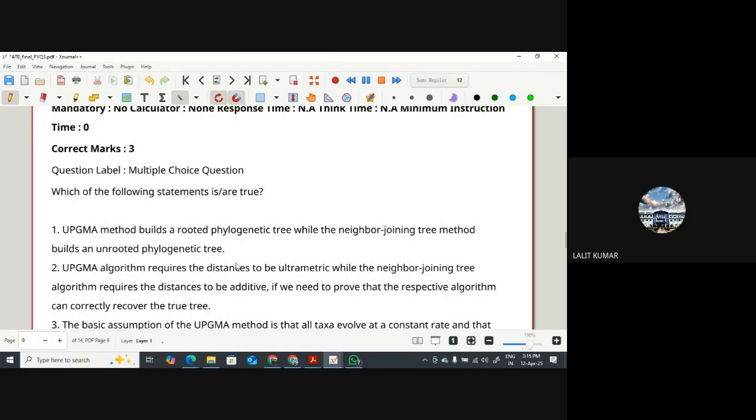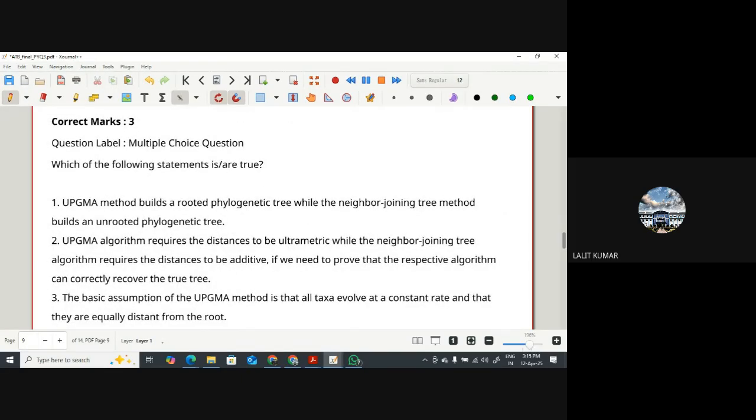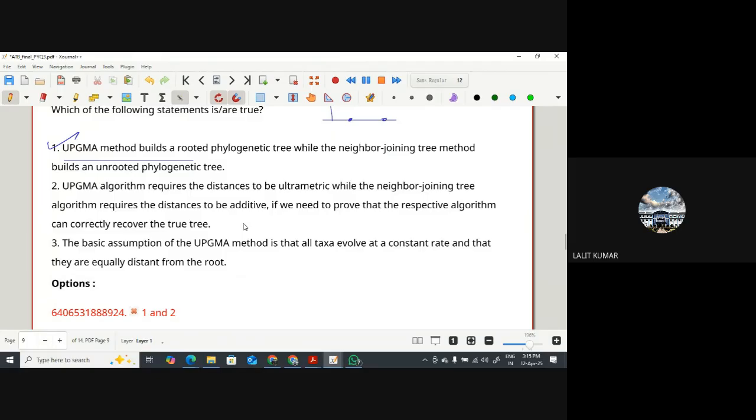Okay, which of the following statements are true? The UPGMA method builds a rooted phylogenetic tree, while the neighbor joining method builds an unrooted phylogenetic tree. That is true. So in UPGMA we start from the root and then we start building. The UPGMA algorithm requires the distances to be ultrametric, while the neighbor joining algorithm requires the distances to be additive, if we need to prove that the respective algorithm can correctly recover the true tree.